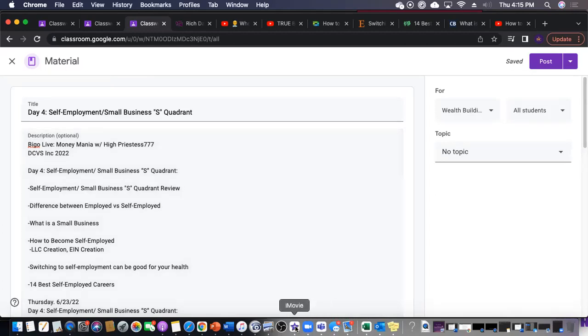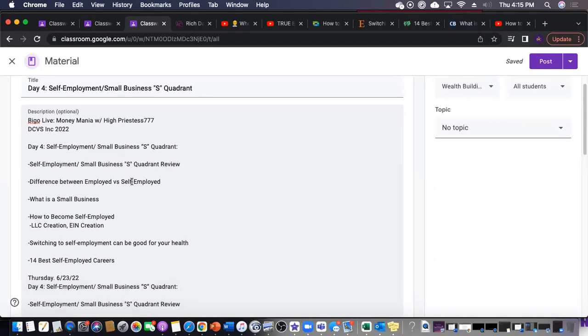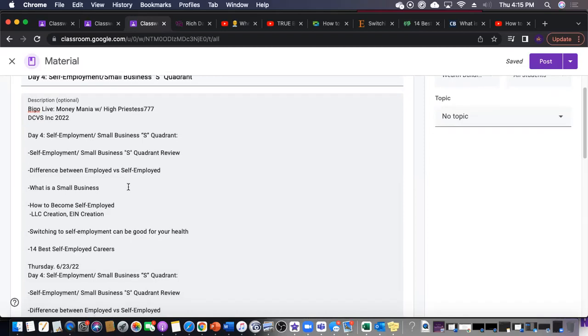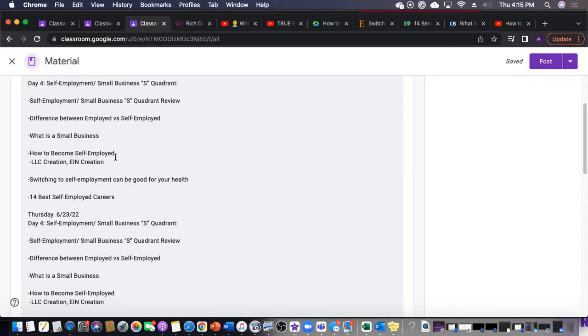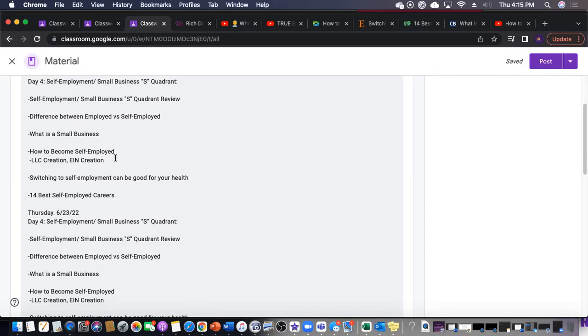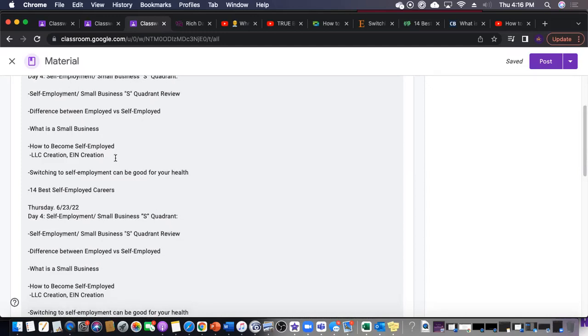What we're going to go over today is a quick review. Then we're going to find out the difference between employed versus self-employed. What is a small business? How to become self-employed? How to create an LLC or EIN number. How switching to self-employment is good for your health, and 14 best self-employed careers.